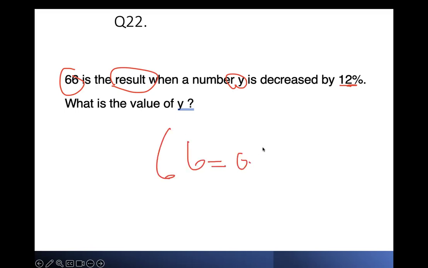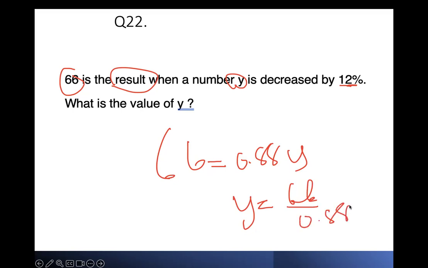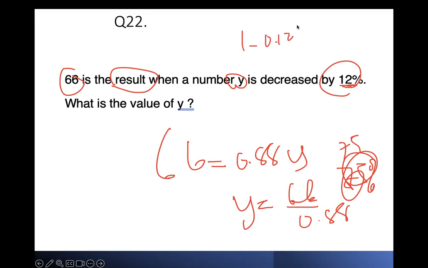66 is 0.88y. And if I calculate y, I have 66 over 0.88, and that will give you 75. You can also do it a different way, right? 12% decrease is 1 minus 0.12, times y. This will give you 0.88. So it depends on how you interpret the question, you get the same answer.